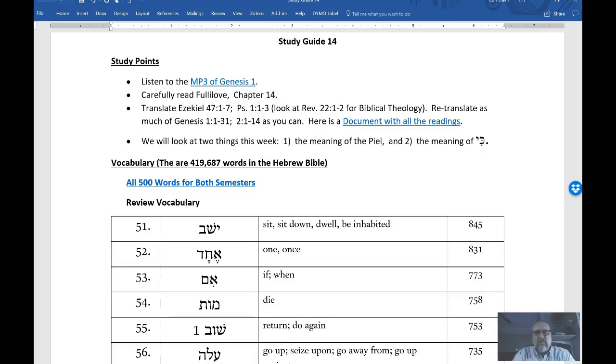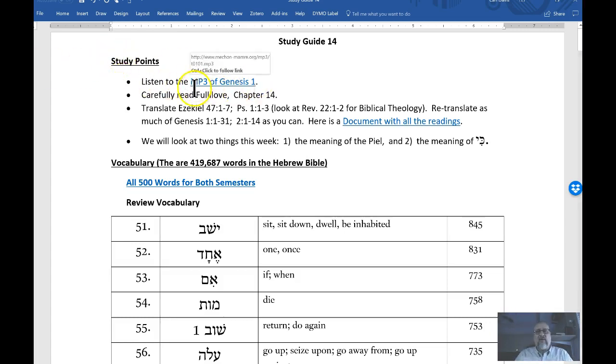Welcome to Study Guide 14. Very excited about the upcoming week. It's going to be a continuation of the biblical theology that we looked at on Thursday. We want to study a few new things, so this is our study guide.